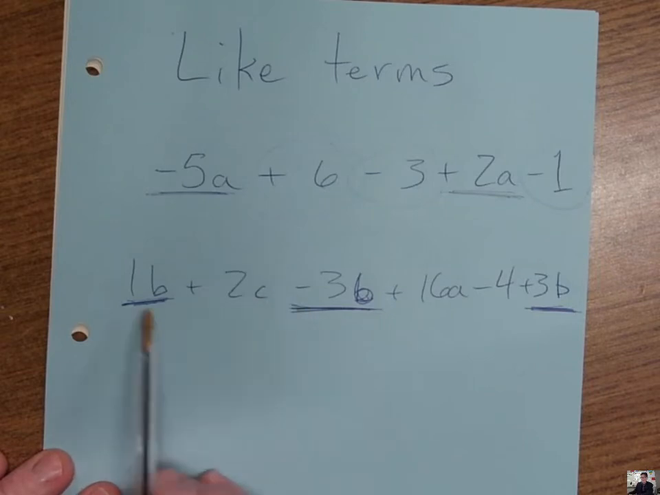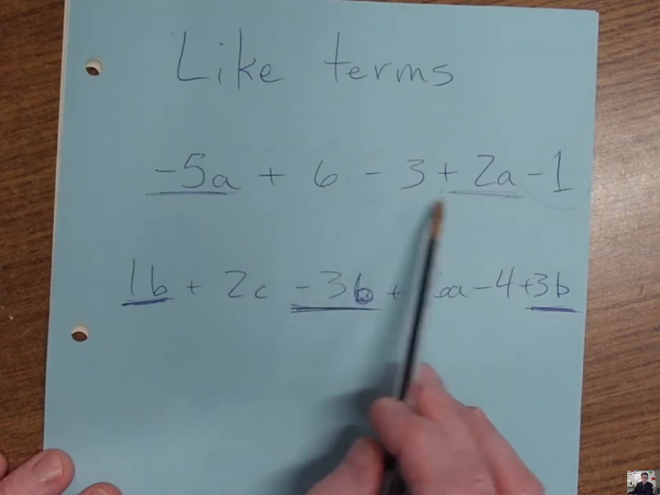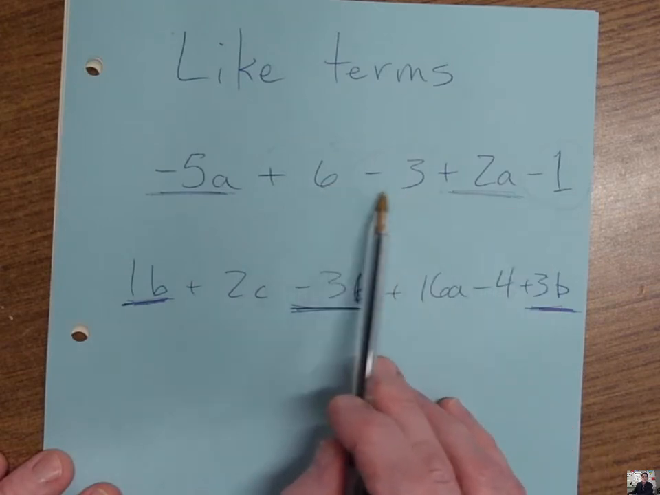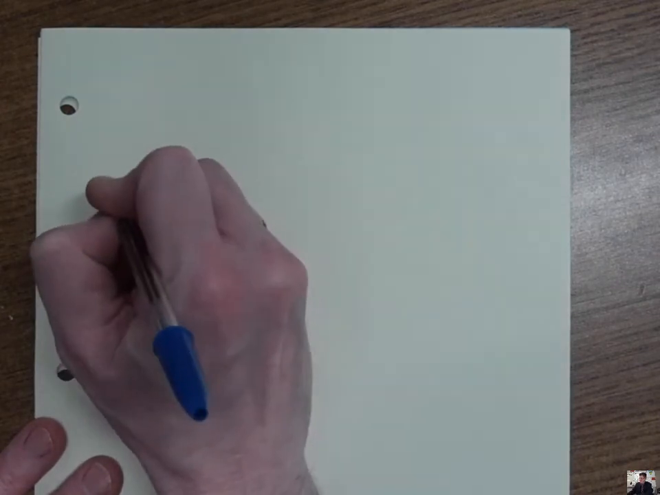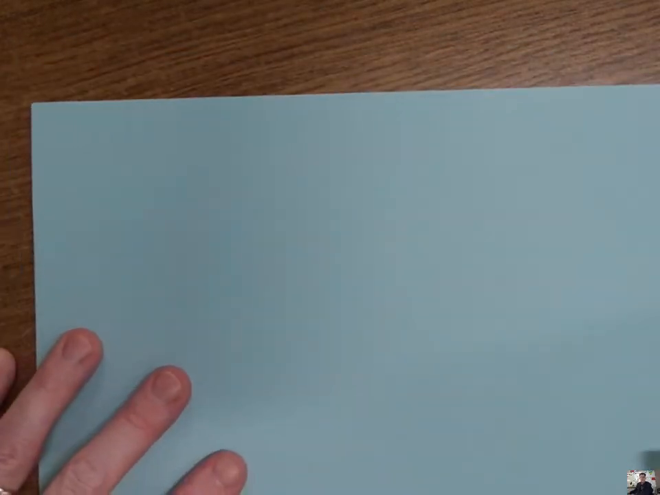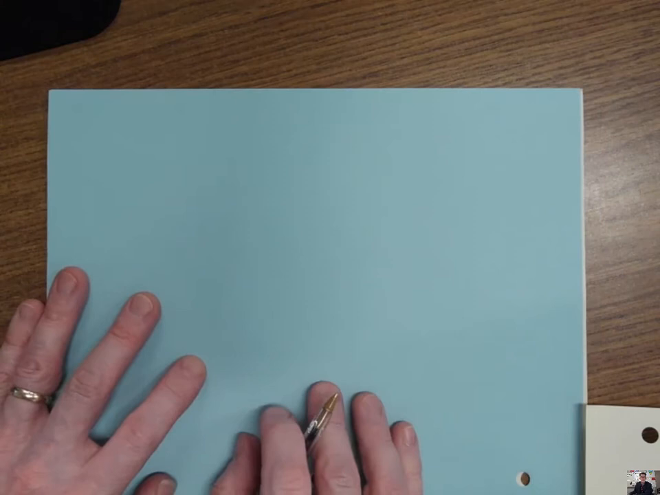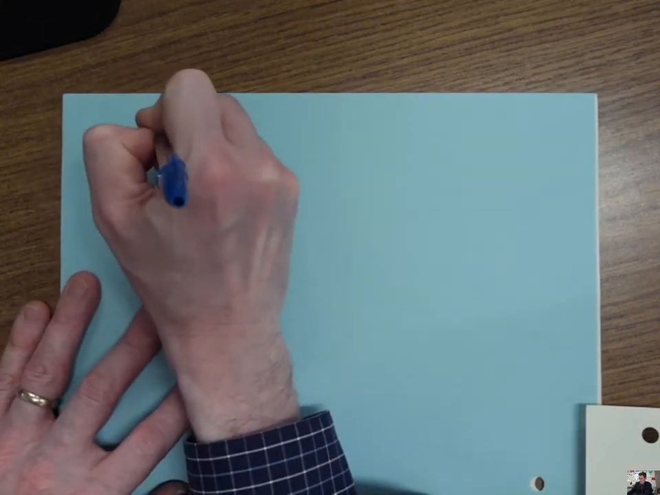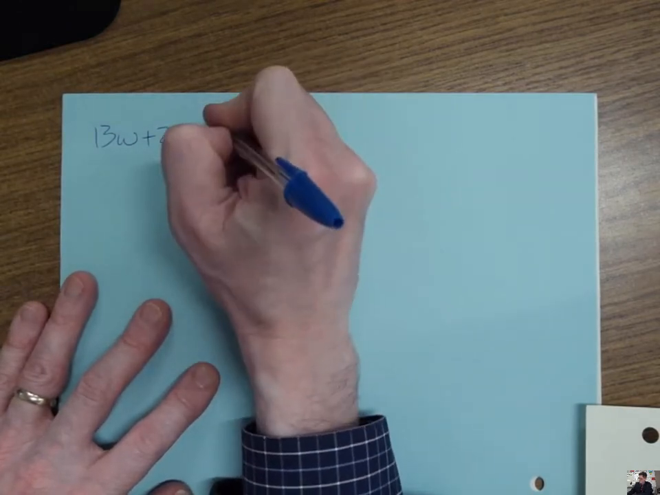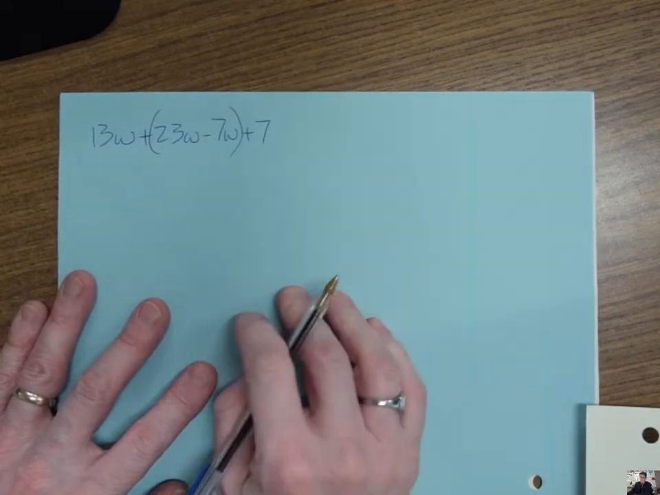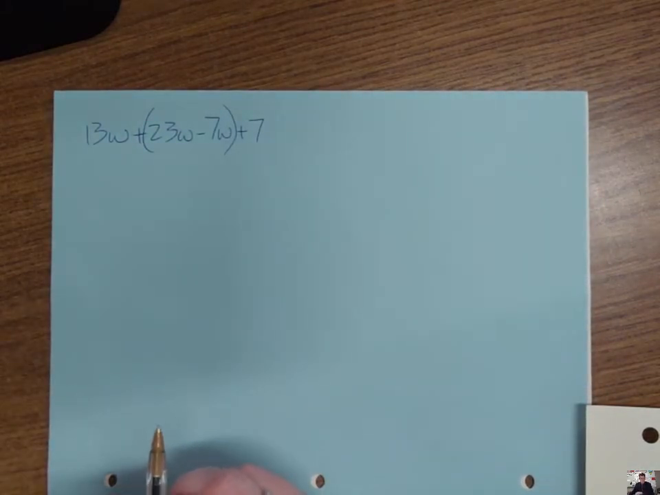So like terms are where the variables are the same, or constants right here. These constants, you've been working with since kindergarten, or they're the same. Okay? So let's say I've got a term. Let's say I've got 13W plus 23W minus 7W plus 7. Let's say I put parentheses around those ones.